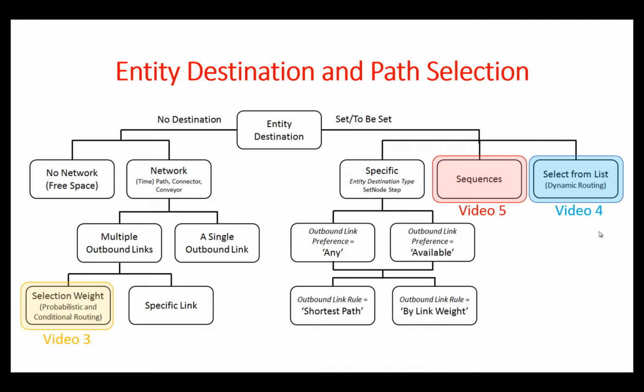Finally, the fifth video of the module involves the case when the entities in our model visit a predetermined sequence of objects or nodes in the model. So as the entities move in the model, we know what the next destination node will be. So we're going to talk about sequence tables and how we can use sequences for this type of routing in the fifth video of the module.